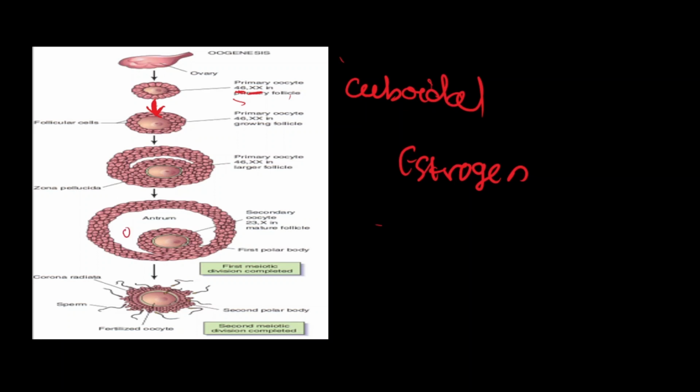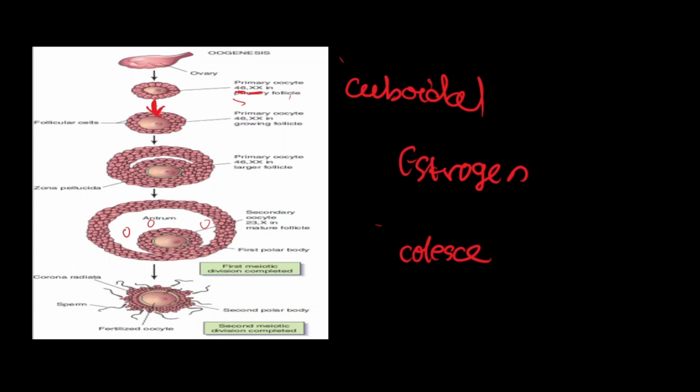Also, fluid begins to form within this follicular cell layer, and then this fluid coalesces. It comes together and forms the antrum. So the antrum is this fluid-filled space that we have here, and also we have the outer cuboidal epithelium here, also forming part of the Graafian or the ovarian follicle.